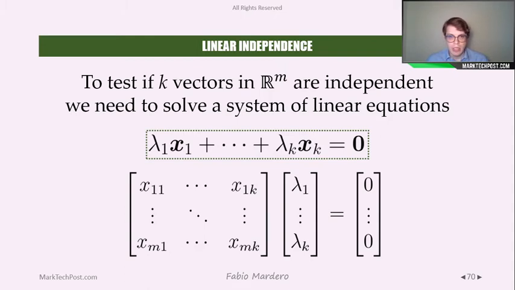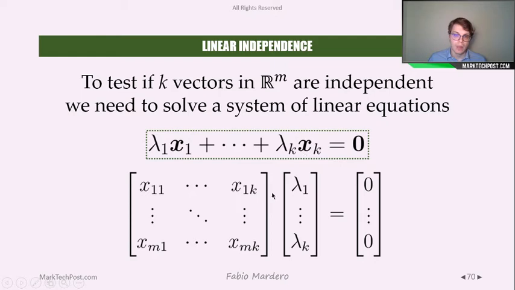As we have seen in the case of R2, to test if k vectors in a generic space are independent, we need to solve a system of linear equations. That's how we defined the linear combination, of course. But as we have already done, for example, in the section on matrices, we can rewrite this equation with a matrix representation.